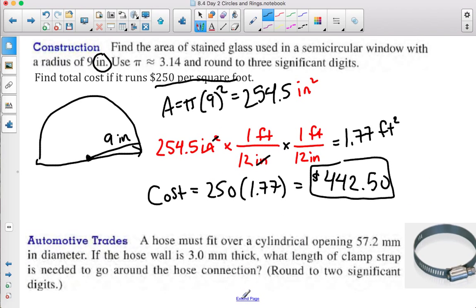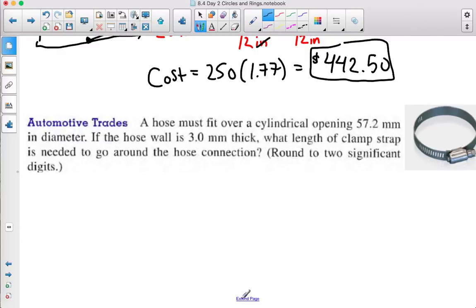Last example, and then I'll let you try one more, and then that'll be it for rings and actually the study of circles. A hose must fit over a cylindrical opening 57.2 millimeters in diameter. If the hose wall is 3 millimeters thick, what length of clamp strap is needed to go around the hose connection? So here is my strap. I'm trying to look at how wide it should be set, based on the hose that I have. The hose right now, they're telling me, has an opening of 57.2 millimeters in diameter. So I'm going to draw a picture here.